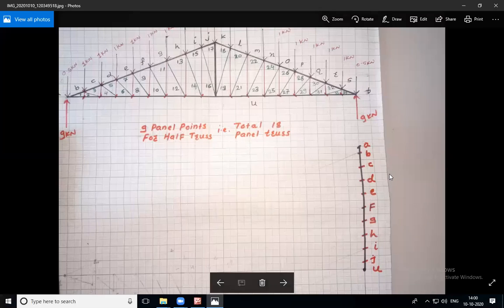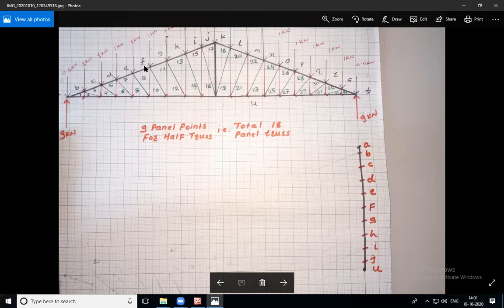Now similarly, if you start from C to D, see, first we moved from A to B 0.5 centimeter in the downward direction, as the load is downward. From B to C, there is a 1 kilonewton load in the downward direction, so move a distance of 1 centimeter and locate the point C. From C to D, there is a load of 1 kilonewton, again downward, so from C move downward 1 centimeter and locate point D. Similarly, locate all the points with 1 centimeter equal to 1 kilonewton load and reach up to J, because we are going to analyze only half the truss.